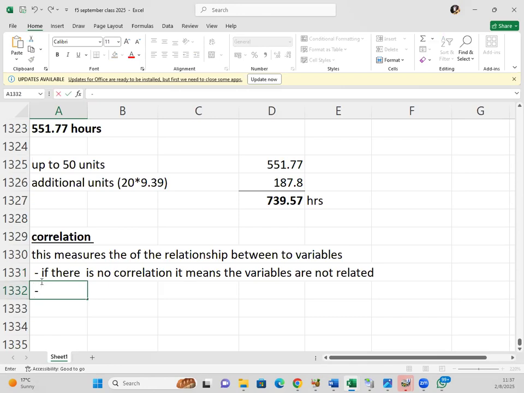Then we also have a case where there is a positive correlation. A positive correlation means if you increase one, the other also increases. Like if you look at the case of price and supply. Suppliers are willing to offer more goods at a higher price. So the more you increase the price, the more goods they want to supply. So there's a positive correlation. It means if you increase one, the other also increases.